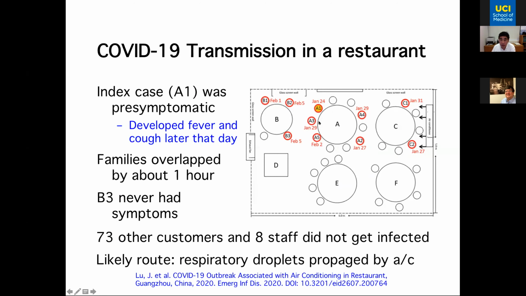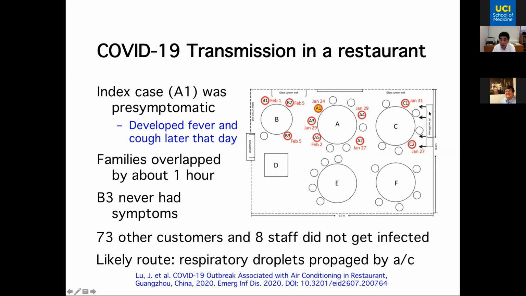The red circles indicate people who got infected. So her family members around the table got infected. Maybe that's not a surprise. The interesting thing is people at neighboring tables also got infected, so patrons at this table and this table.